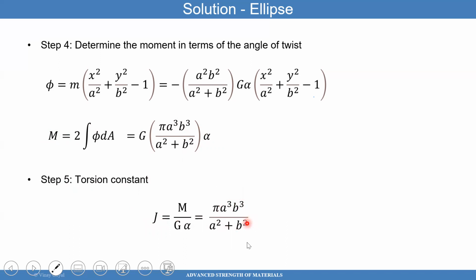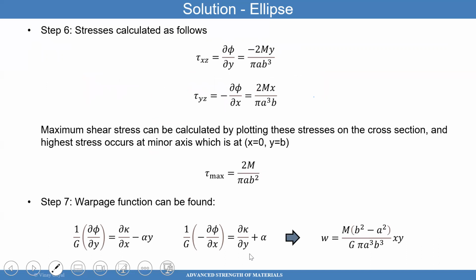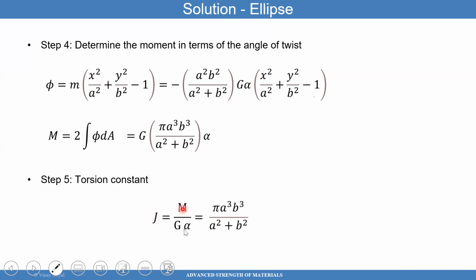And in fact, if you look it up, you'll find that this is the polar moment of inertia for an ellipse. You can look it up. And notice here how J equals moment divided by G alpha. Good? Making sense?